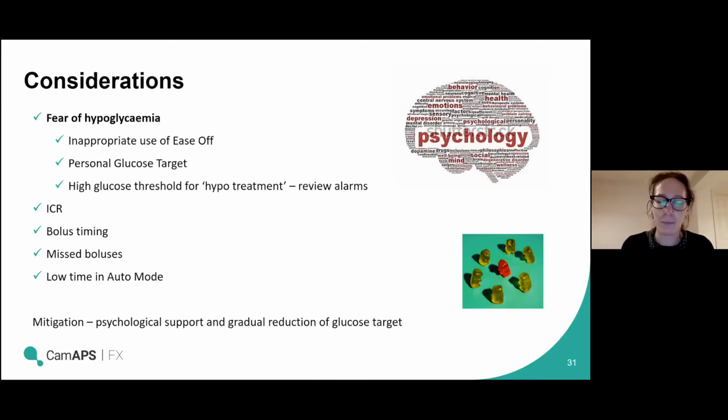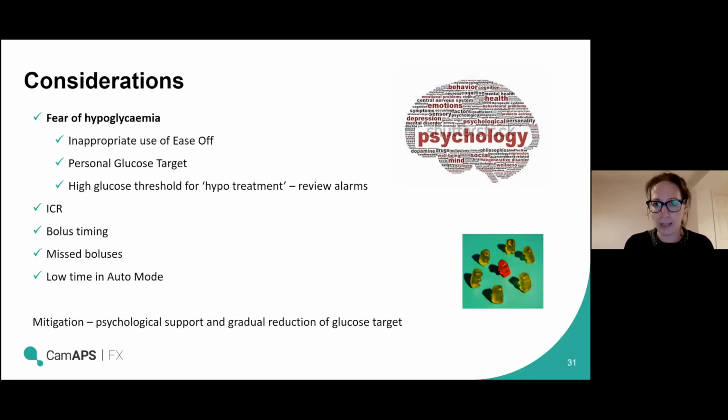It may be the opposite to what Sarah said earlier, that the personal glucose target has been set to 10 or 11, and that's why the system's running at that higher level. And I find quite often that where there is fear of hypoglycemia, and it can often be somebody who's worried about presentations at work or things like that, they tend to have a high glucose threshold at which they would treat as a hypo. So sometimes somebody would say, oh, when it gets to 6, actually, I'm worried that it's going to go much lower than that, so I treat at that point.